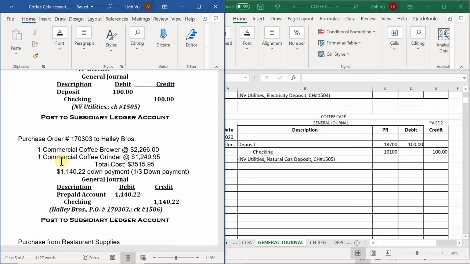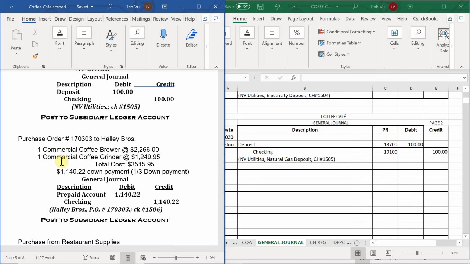$11.40 as a down payment. Okay, so in this case, this down payment is going to go against my invoice, right? So this is going to be a prepaid account because it's actually going to go against my invoice, or my bill, excuse me. So this one is going to be a payment towards my actual overall bill.